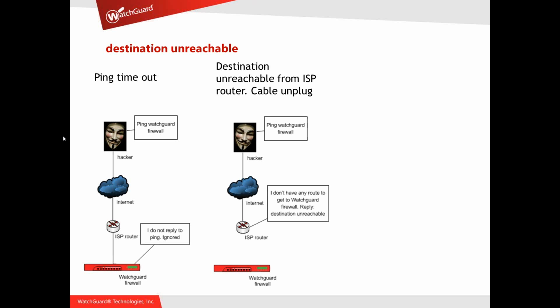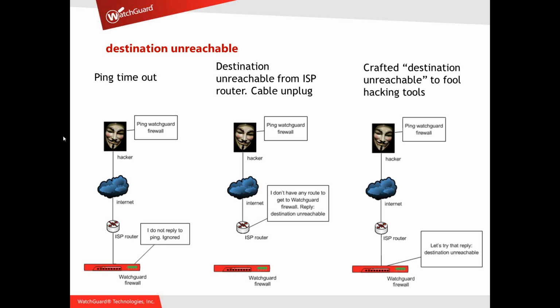In the other scenario where there's no cable connected or that address doesn't exist, the hacker sends the ping to the WatchGuard firewall. The next step router replies, hey, I don't know what's there. There's nothing there. That destination is unreachable. By checking that box, we are basically crafting a destination unreachable response. It's not going to fool everybody, but it might fool some automated systems. So when we get that ping request coming in, we actually send back destination host unreachable as a way to try and mask who we are. If somebody's paying attention, it's probably not going to fool them.